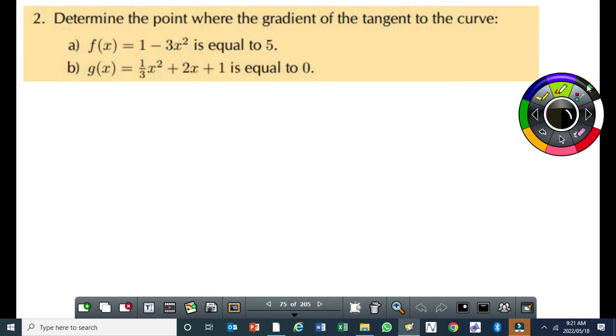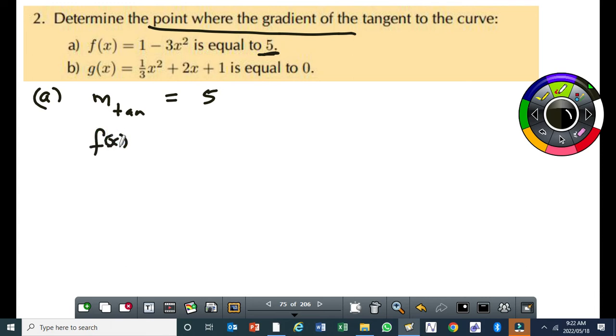Right. 2a. It says determine the point where the gradient of the tangent to the curve f of x equal to 1 minus 3x squared is equal to 5. So here we are given the gradient of the tangent. Okay? So for a, let me just do the test. So m tangent is equal to 5. Okay? And then f of x is equal to 1 minus 3x squared.